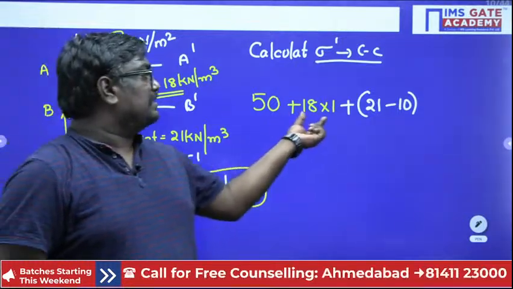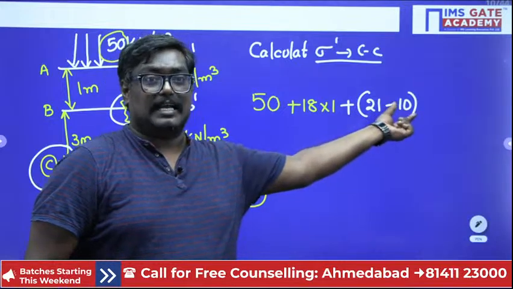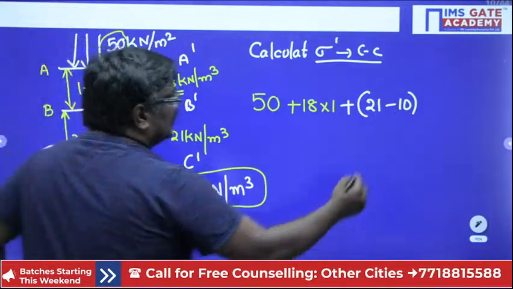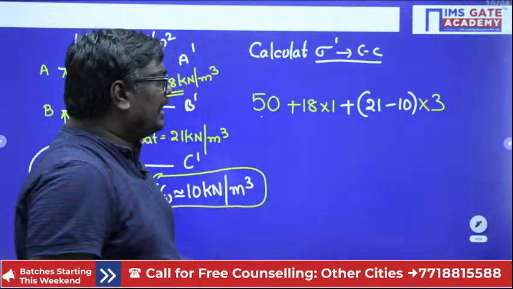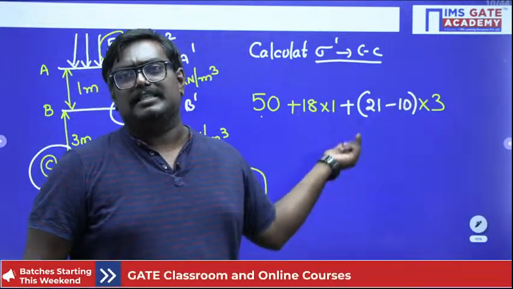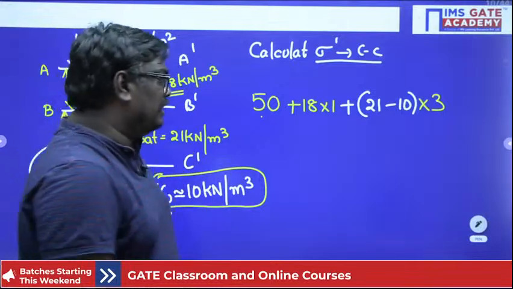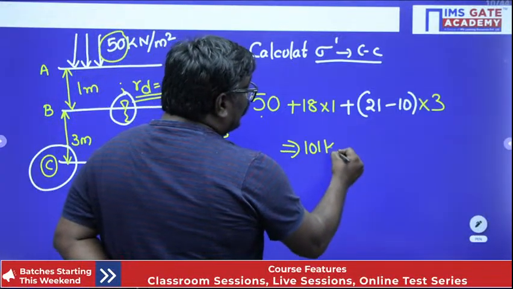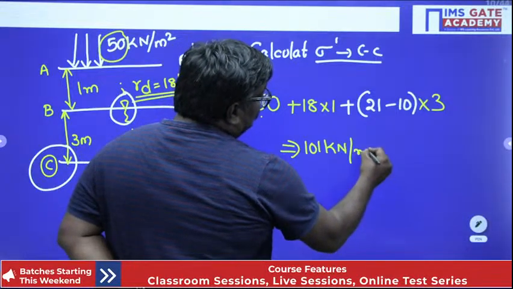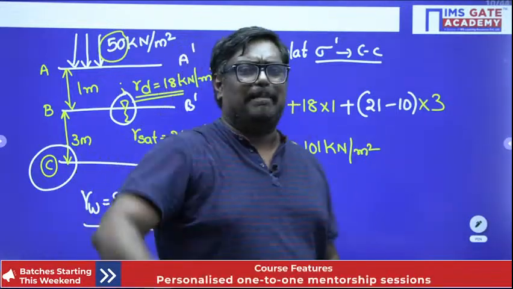So, 50 plus 18 into 1, plus 21 minus 10 into what is the depth? Here it is 3. So, you can write 50 plus 18, 68, and 11 into 3, 33. 68 plus 33, how much, my dear students? It might be equal to 101 kilonewton per meter square. So, what is the logic I have applied here?